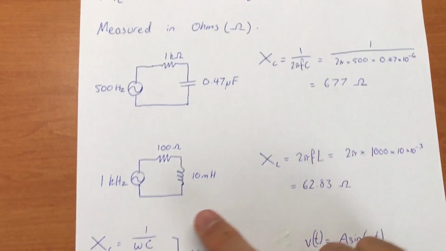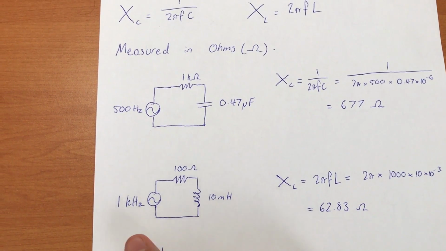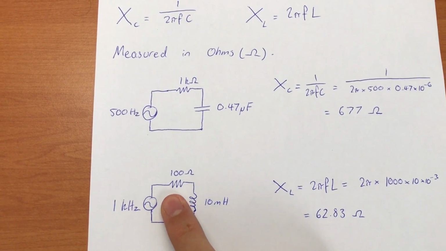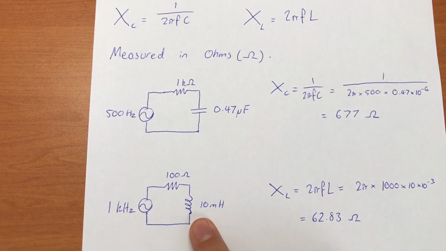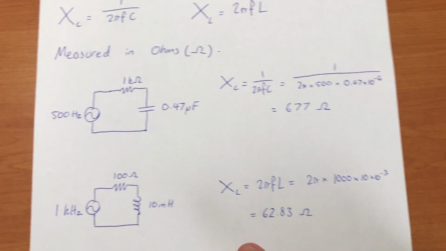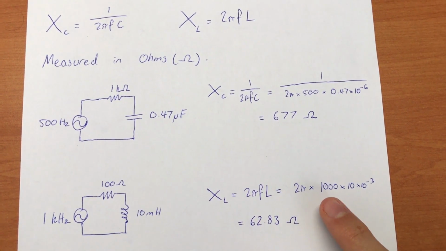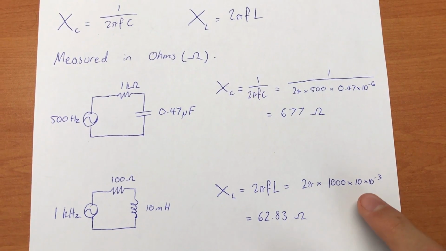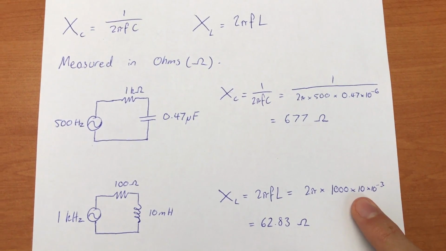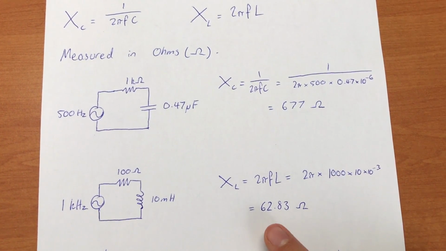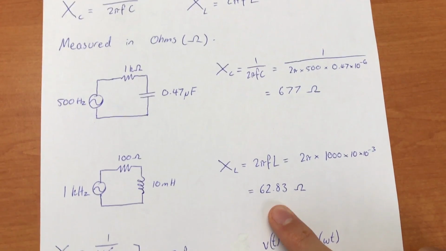Moving on to a circuit with an inductor now. We have 1 kilohertz being output by the function generator, a 100 ohm resistor, and a 10 millihenry inductor. So our equation for XL, 2 pi FL, frequency is 1000 Hz, and the inductance is 10 millihenries. That's why we have times 10 to the negative 3 there. That gives us 62.83 ohms.